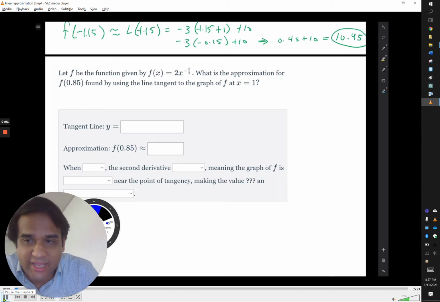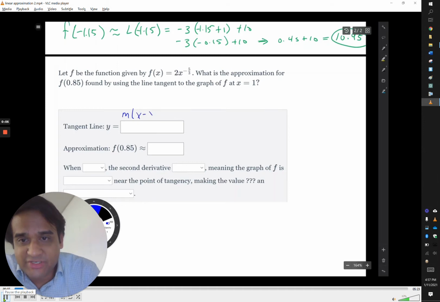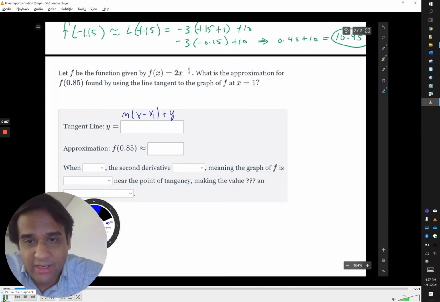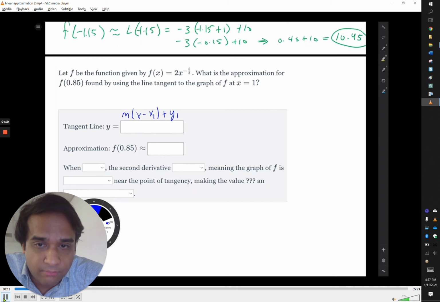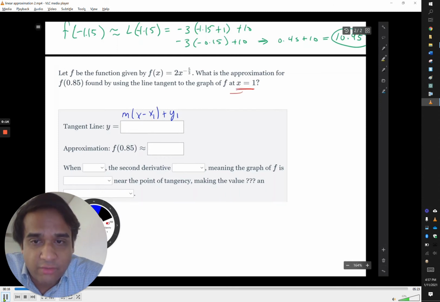In this video, we'll be looking at linear approximation. So remember that the equation of a tangent line is y = m(x - x1) + y1. That'll give you a y equals equation that's going to be tangent to a curve.